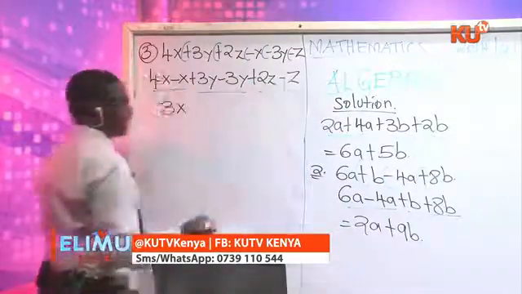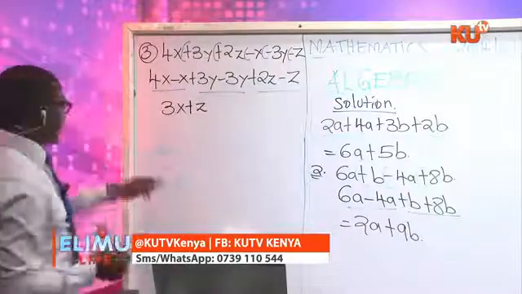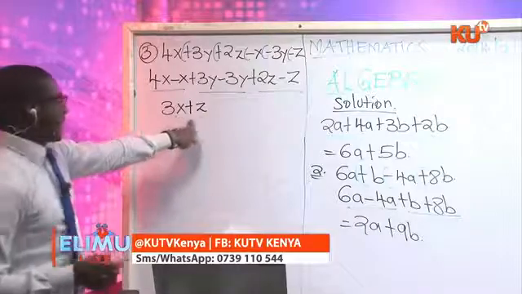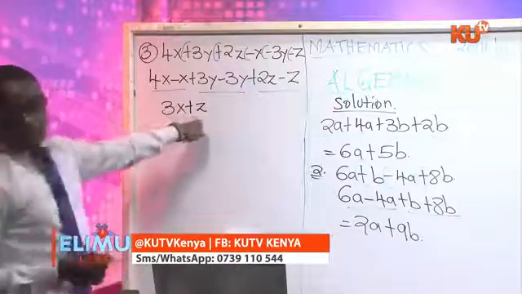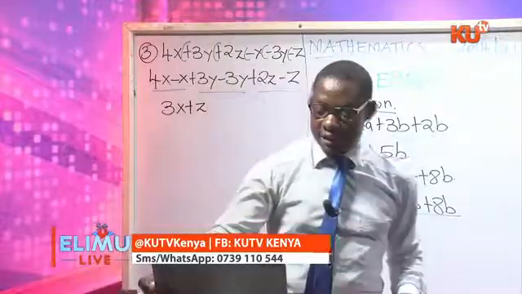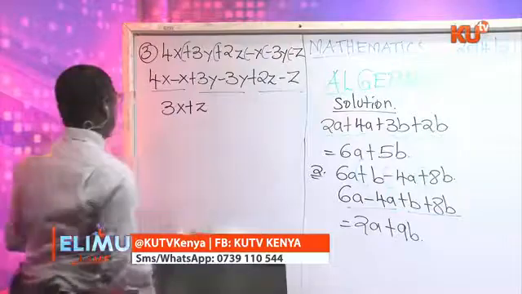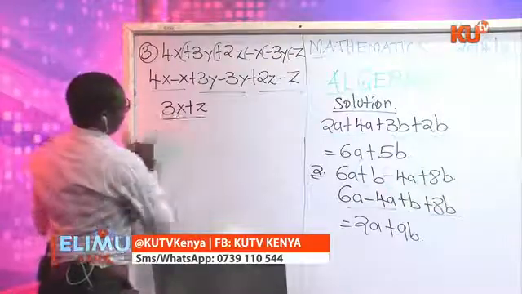2z minus z, that is z. So plus z. Therefore, your answer is 3x plus z. Remember, when we solved the value of y, we got our answer to be 0. So we cannot go on writing 0. So the answer is 3x plus z.